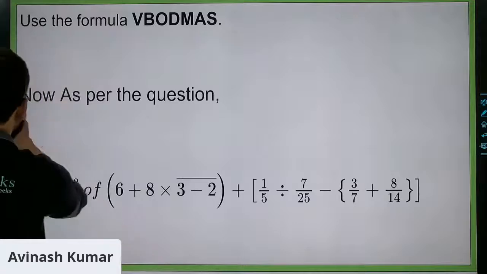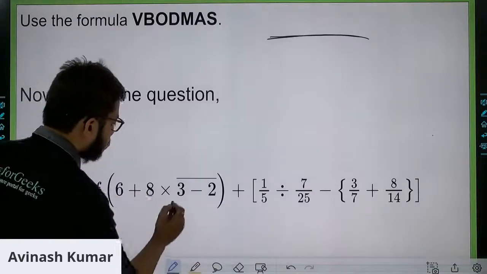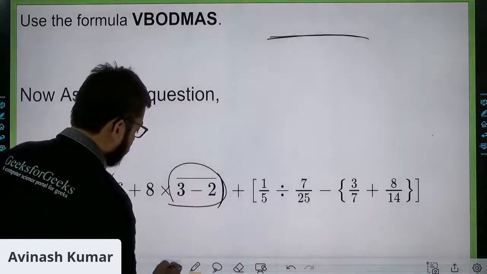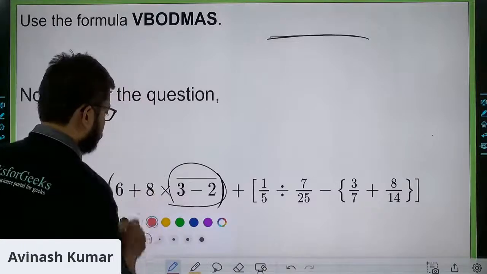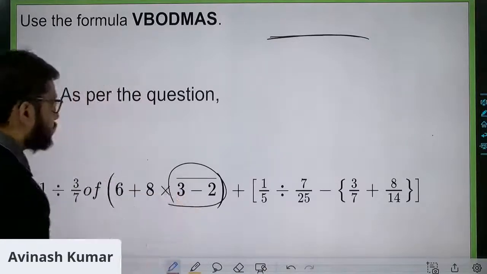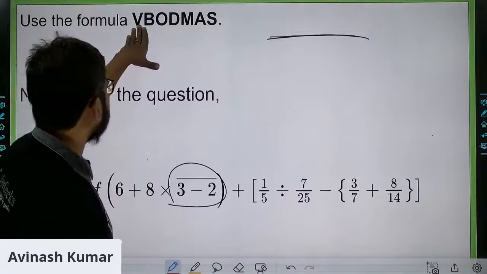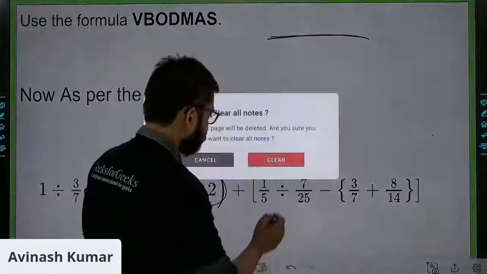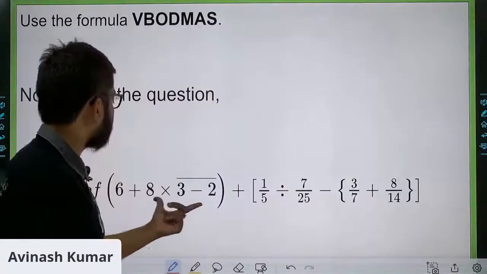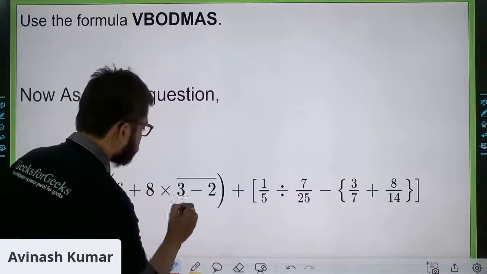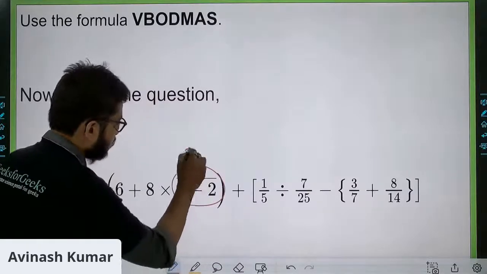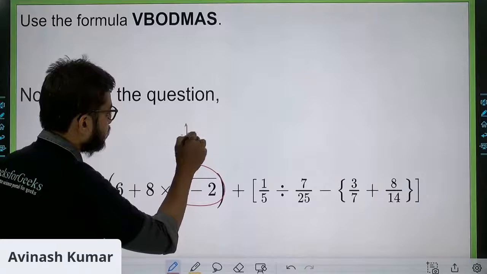Now, first of all we have to solve this part, because this one is the bar section. So initially we have to go for the B, which is our bar section. Once I solve this, 3 minus 2 will be 1.